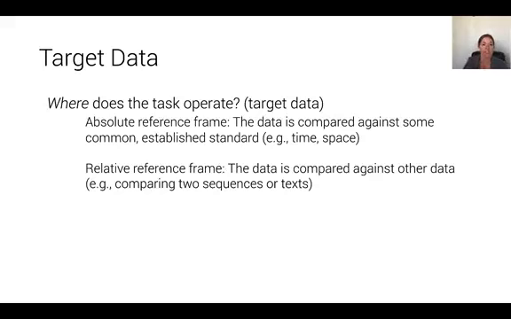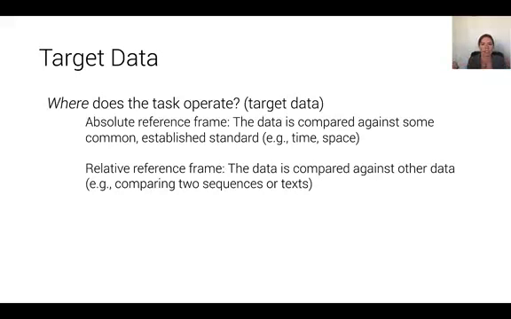The first of these is an absolute reference frame. In absolute reference frames, our data is compared against some common established standard. Think about this like time or space or geography. We have a good sense of what is happening in the US versus the UK versus India. We know when we say those countries where they are relative to us in terms of geography. So we have an established map that we can borrow from.